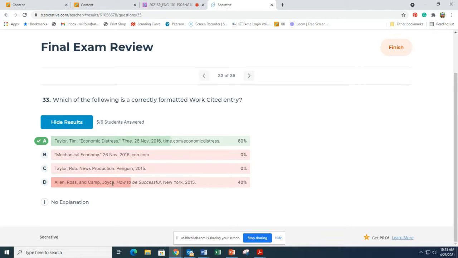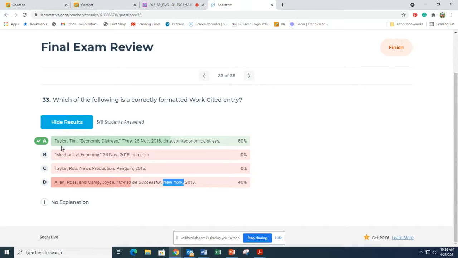What's not correct about D is that, remember, if you have 2 authors, then for the second author name, we don't do last name, first name. We would just do Joyce Camp like normal. It's only the first name that would be last name, first name. That's just how we do it. But the book title is italicized, so that part's right. We no longer cite the city of publication because it doesn't really matter these days. We cite the publisher name, like Penguin, Random House, whatever.